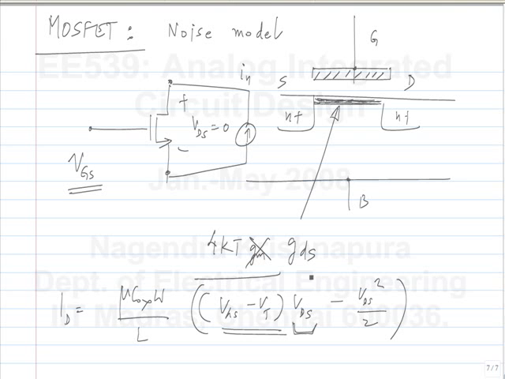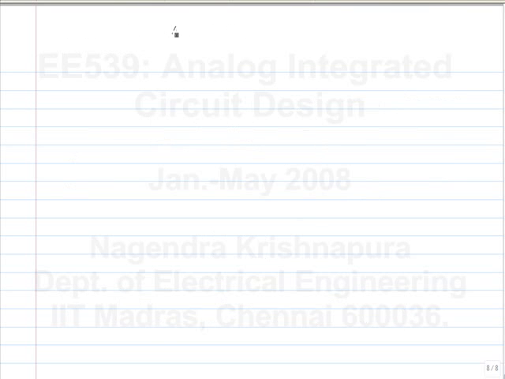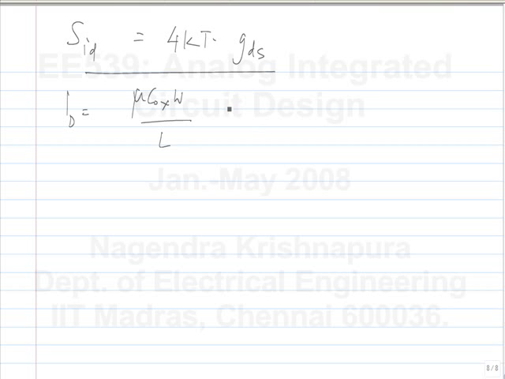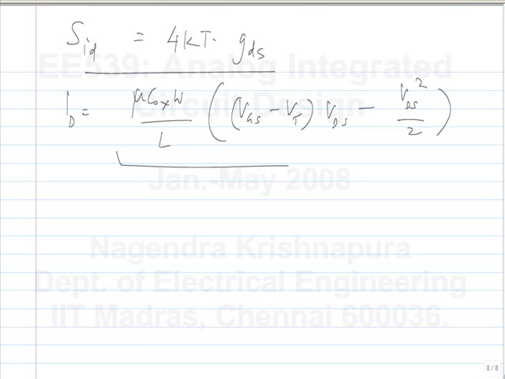So it's 4 kT times GDS. So what is GDS here? This is the spectral density of the noise current, and okay. So what's the value of GDS?